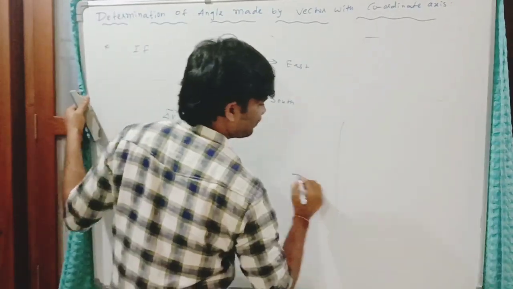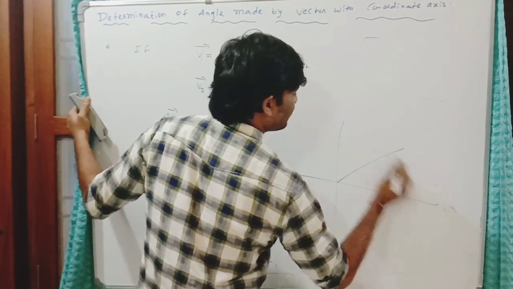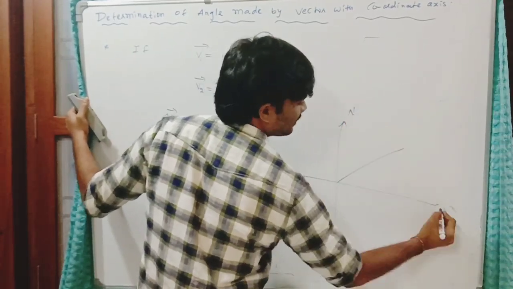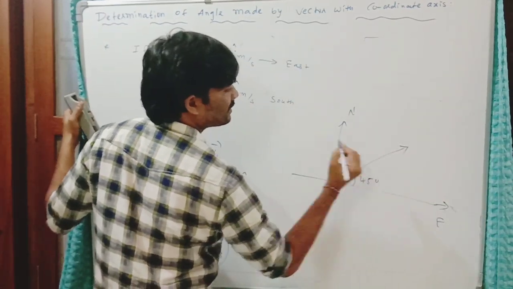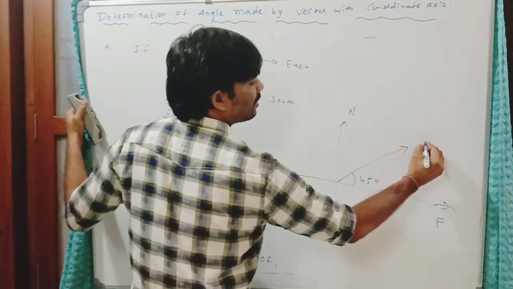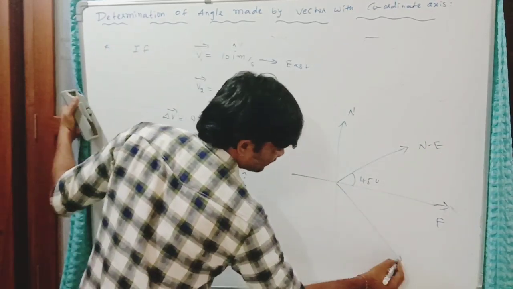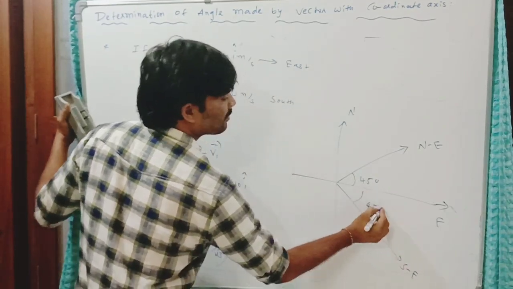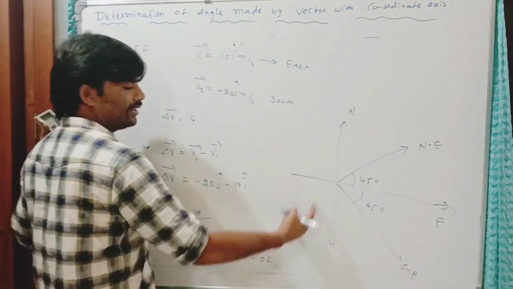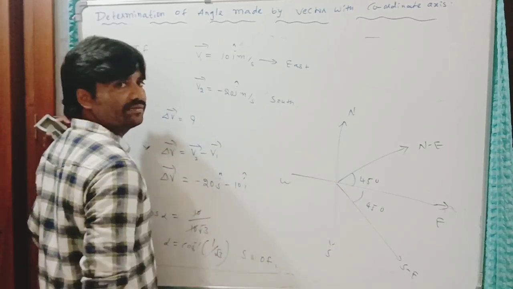So remember this: if a vector is exactly in the middle of north and east, at 45 degrees, you can say this is northeast. If a vector is exactly in the middle of south and east, southeast. If exactly in the middle of south and west, southwest, and this is northwest.